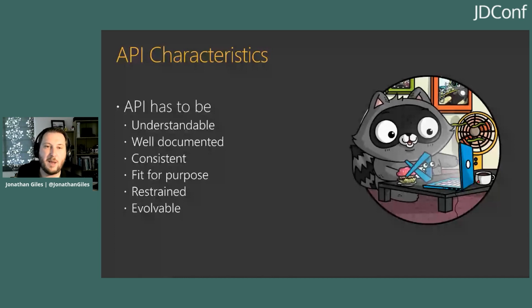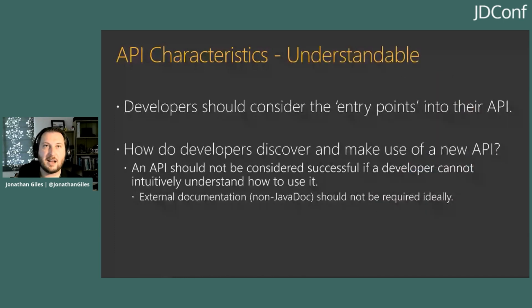So what does it mean for an API to be understandable? I like to talk about the front door. Imagine the front door of your house. Imagine someone turning up to your house and there not being a front door. How do they get into your house? It's the same with an API, right? We want people to be able to walk up to our API and understand where the front door is. What's the first class that they should interact with?